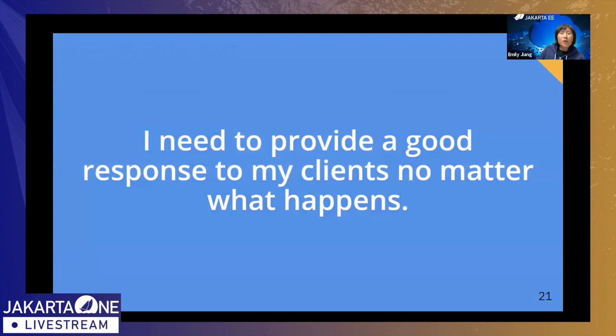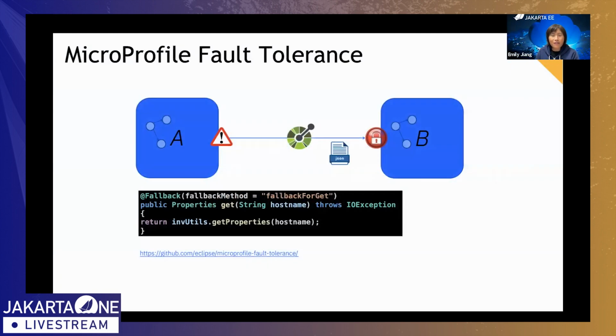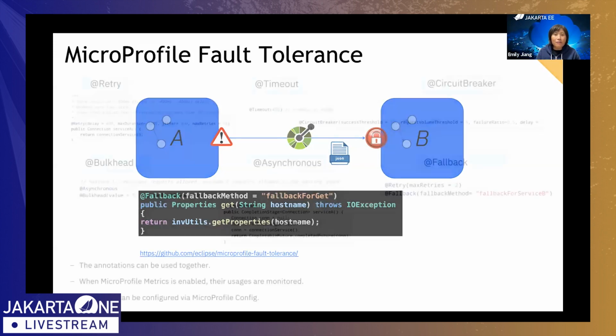So what if I want to provide a good response to my client no matter what happens? Basically, you create resilient microservices. MicroProfile Fault Tolerance is a spec that provides you with many annotations to make your microservice resilient. In this example, if something happens, you can fall back to an alternative method.